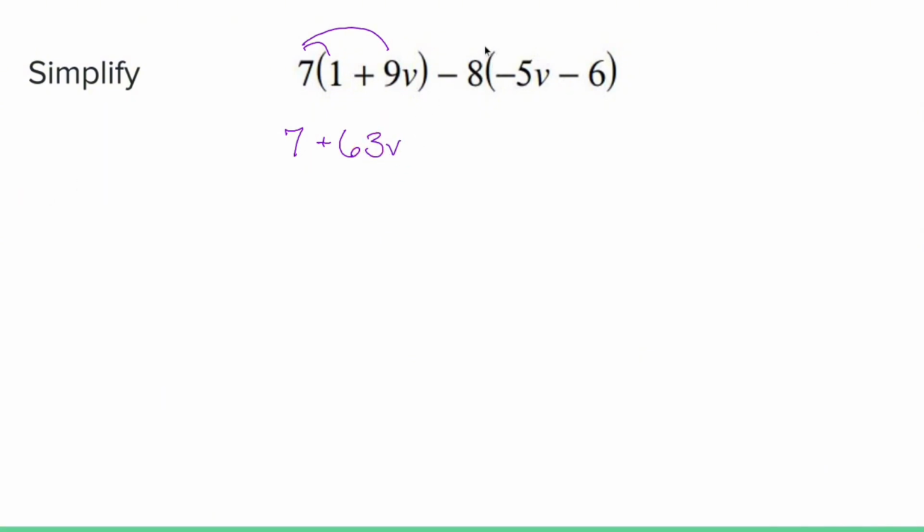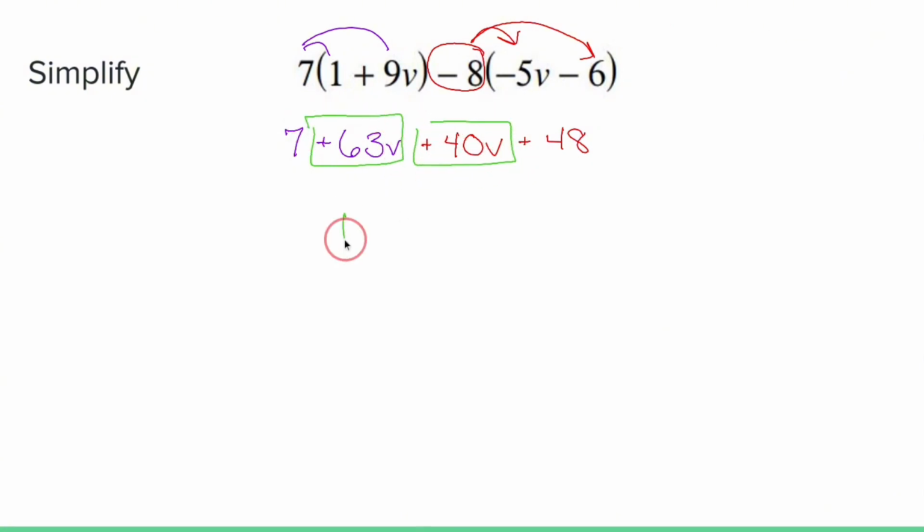Now be very careful. You're not distributing 8. You're distributing -8. So you have -8 times -5, which is plus 40v, and -8 times -6, which is plus 48. Now that we have numbers and we have coefficients attached to variable v, we can combine like terms. Some teachers might want you to put the variables first, so why don't we do that just to be consistent? If we have a 63v, that combines with a positive 40v, which gives you 103v. Okay, add the numbers and attach the v.